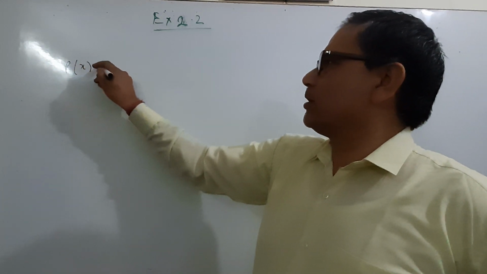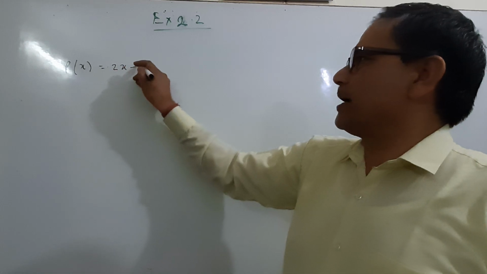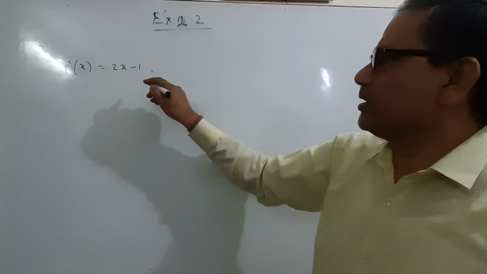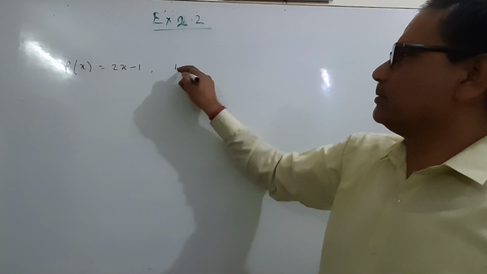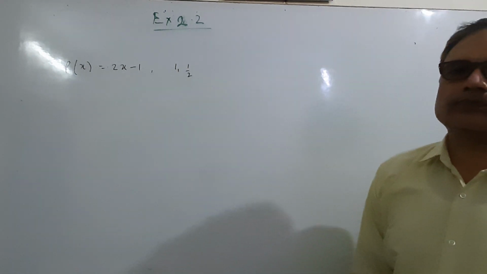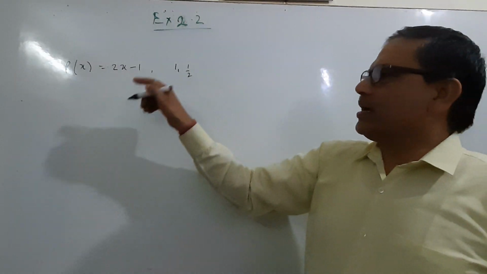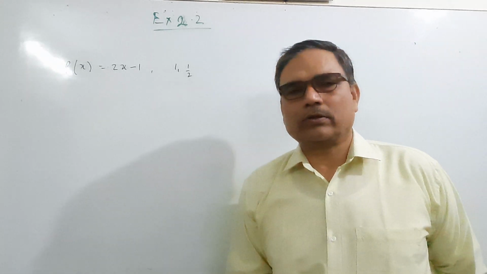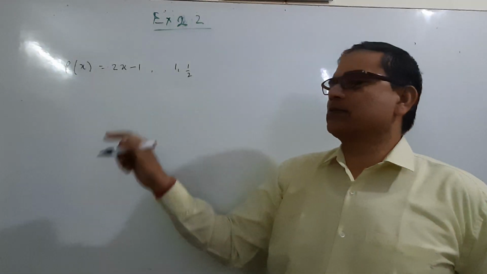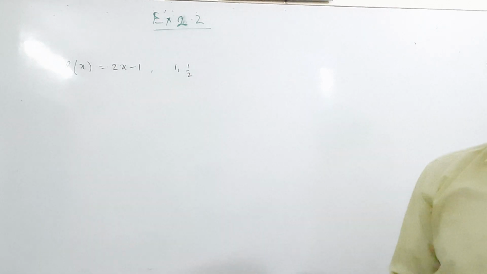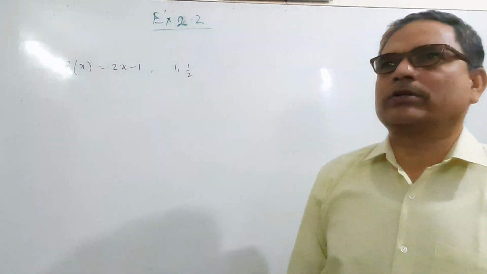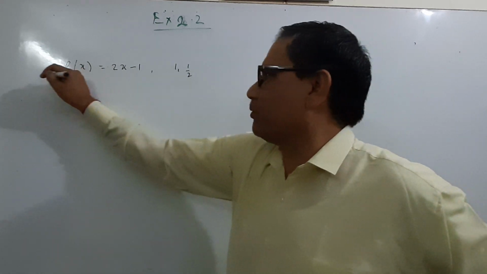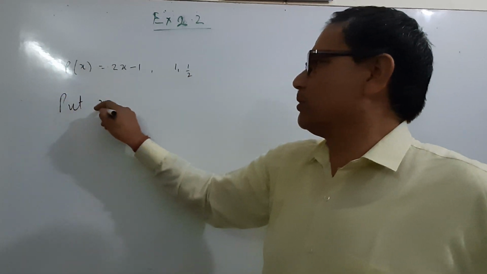If p(x) is equal to 2x minus 1, here I am putting the value 1 by 2. Whether 1 or 1 by 2 or both are the zeros of this p(x), how can we find out? First, put x is equal to 1.